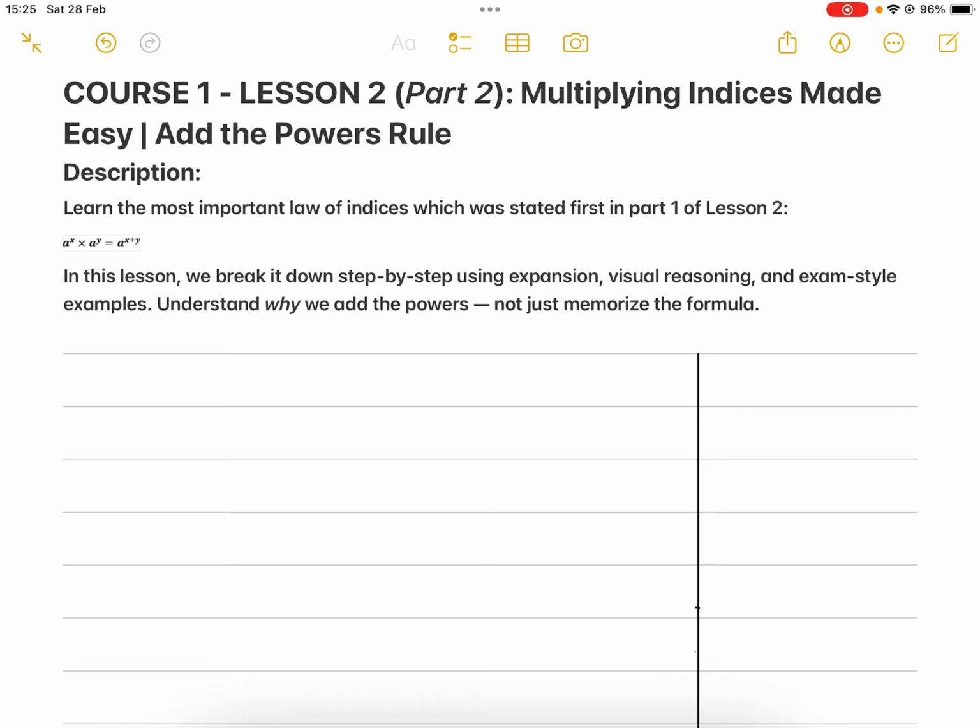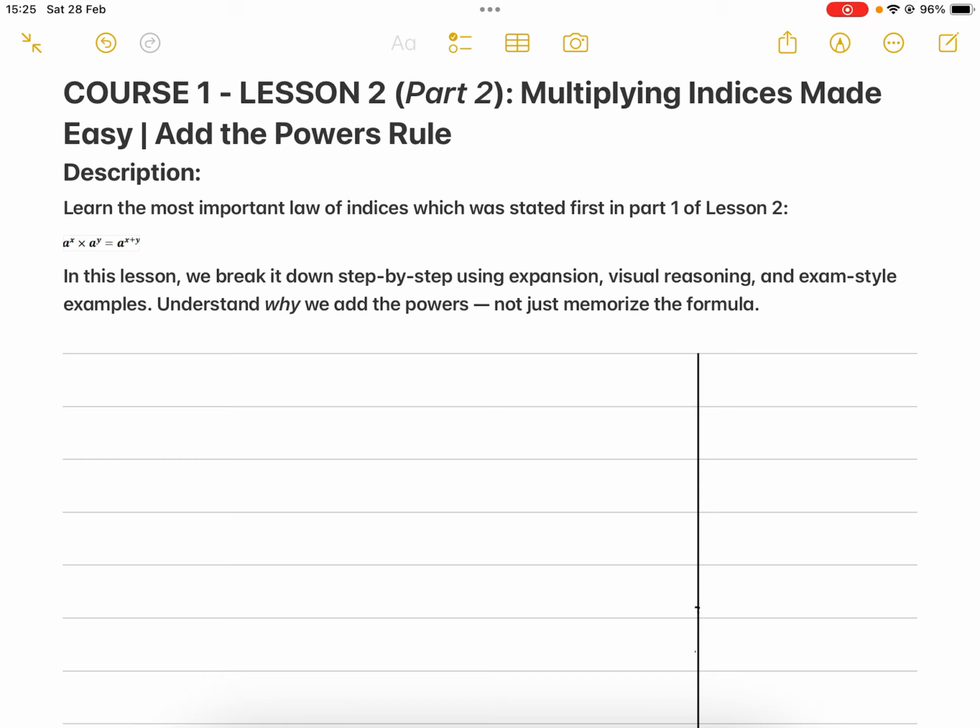This is part 2 of lesson 2 of our course on indices. Multiplying indices made easy. Add the powers rule.